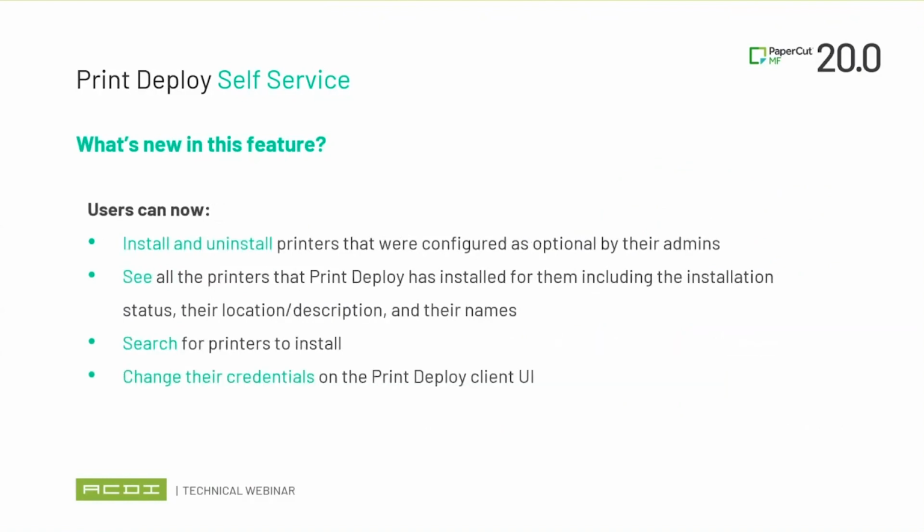In this interface, the end user can now see all the printers that Print Deploy has installed for them, their location, description, and queue name. The user can then quickly install the printer with one click or search for a printer if there are a lot to choose from. And if need be, an end user can even change their credentials in the Print Deploy client UI.